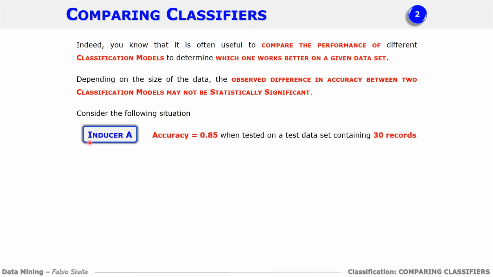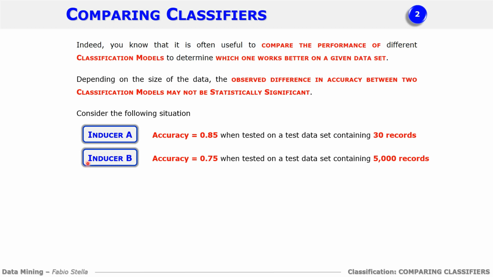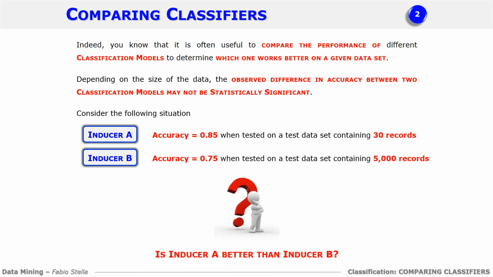You have an inducer A which achieves an accuracy equal to 0.85 when tested on a test dataset consisting of 30 records, and you also have another inducer B, which achieves an accuracy value equal to 0.75 when tested on a test dataset consisting of 5,000 records. Then you are left with this question. Is inducer A better than inducer B because it achieved a greater accuracy value?